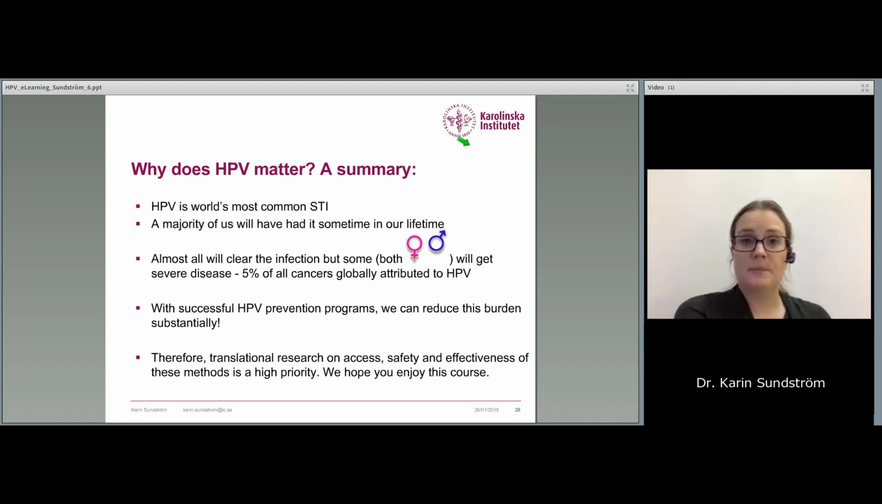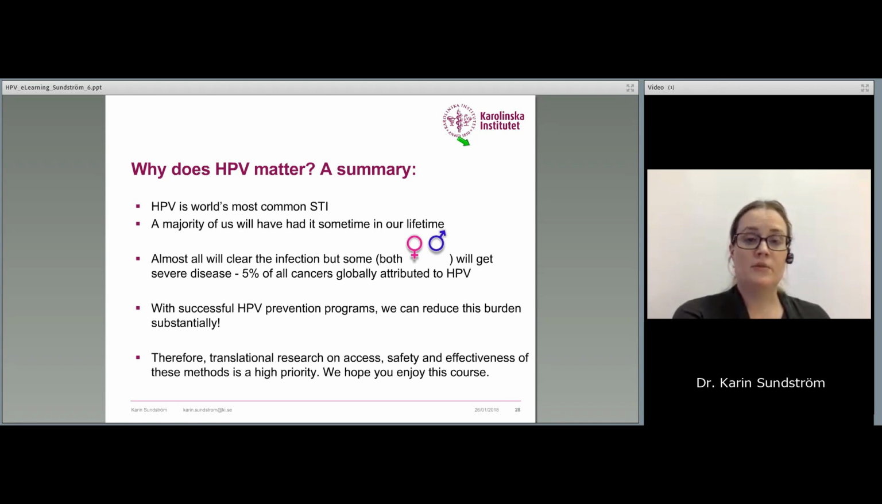So, in conclusion, why does HPV matter? Well, it is considered actually the world's most common STI, or at least one of the world's most common STIs. And a majority of us will have had it sometime in our lifetime. Almost all of us will clear the infection, but some, both women and men, will get a severe disease form such as cancer. And we already stated that actually 5% of all cancers are attributable to HPV infection.